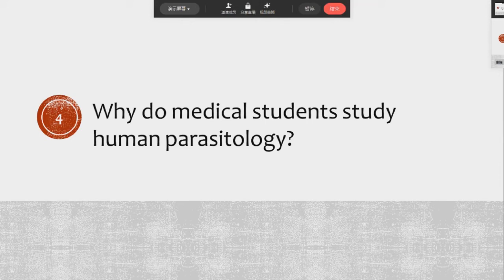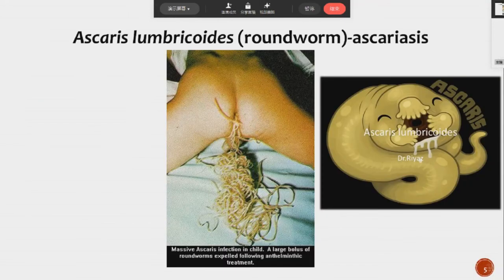In our subject, maybe we can learn about these ones. They are just a little part of the parasite. I will show you these ones and why we should be learning about parasites. The first one, that is what you mentioned, is a roundworm, Ascaris lumbricoides.